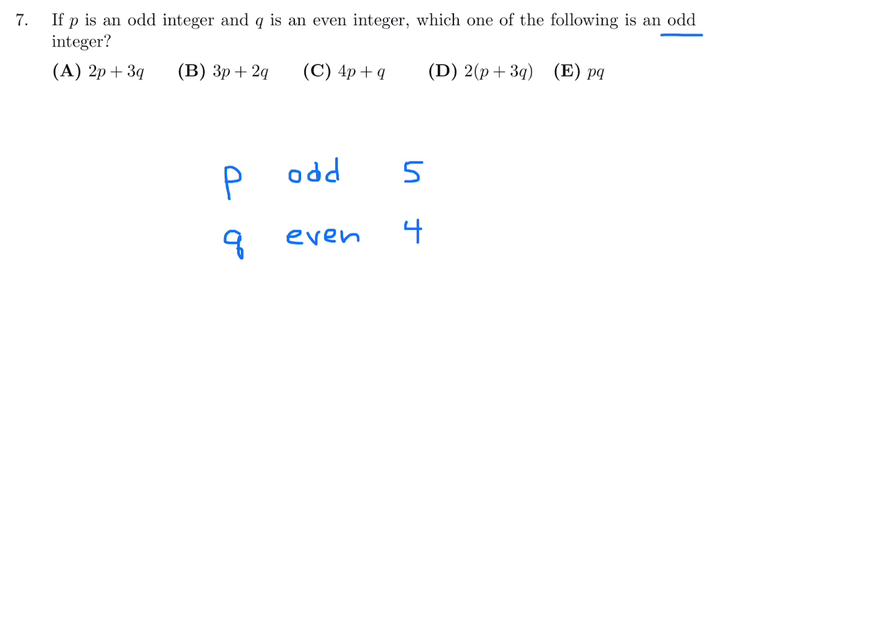2p plus 3q will be 10 plus 12, and that is 22. That's even, so it can't be that. 3p plus 2q is 15 plus 8, and that is 23. And that is indeed odd. If you do the rest of these, this is going to be 24, this is going to be 34, and this will be 20. So those are all even, right? So number 7, the answer is B.